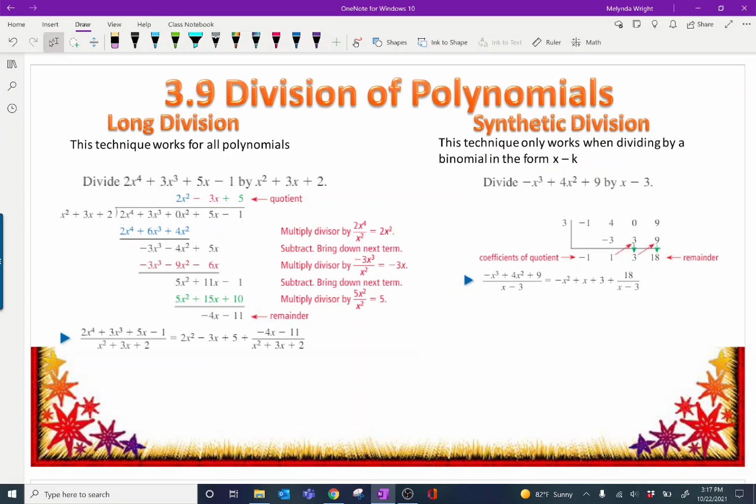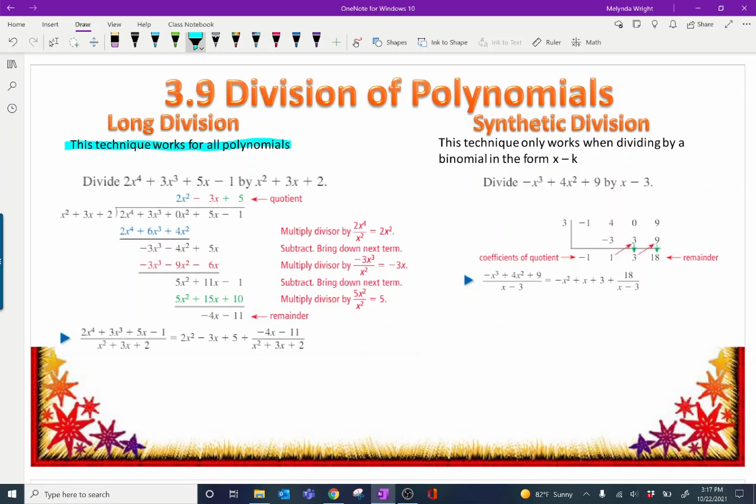All right, let's take a look at dividing polynomials. We have two main ways that we use to divide polynomials. And actually this first one, long division, this works always. So to me, this is the best one. It works all the time.